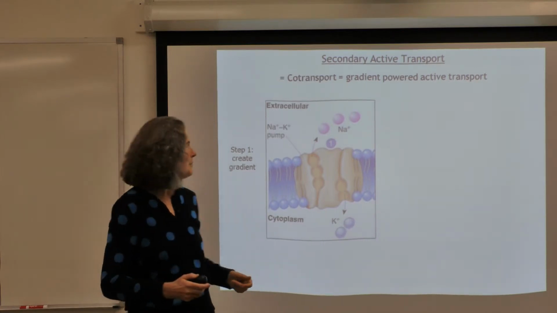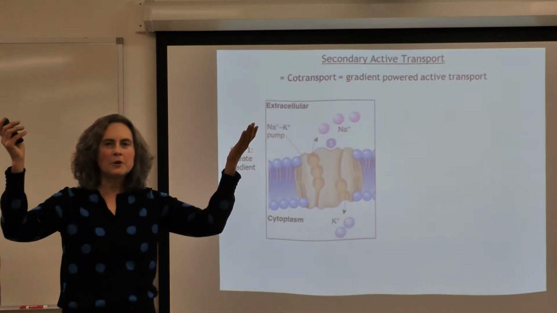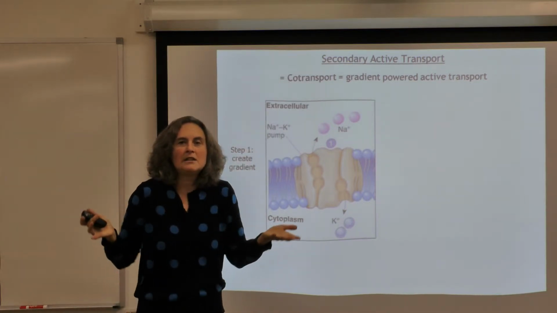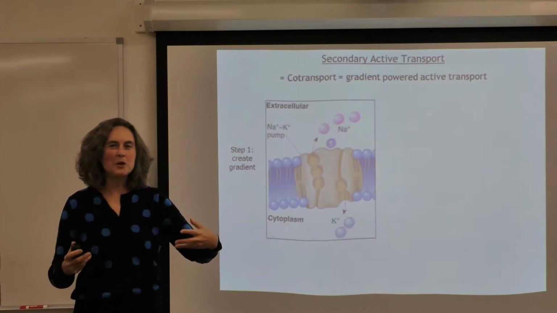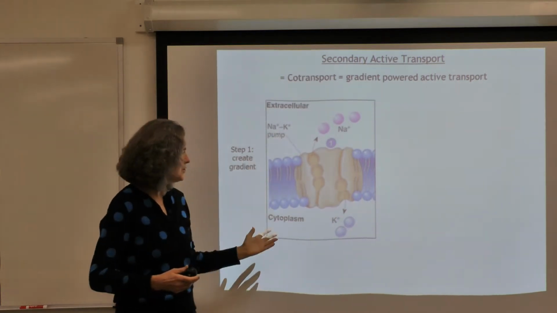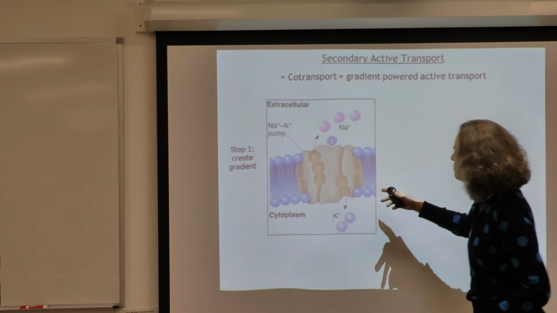Now we're going to move on, and we're going to consider what the consequences are of that primary active transport. We created an electrochemical gradient. Well, what's that good for? Okay, the electrochemical gradient set up by the sodium-potassium pump, and this is just a different cartoon of that same sodium-potassium pump.